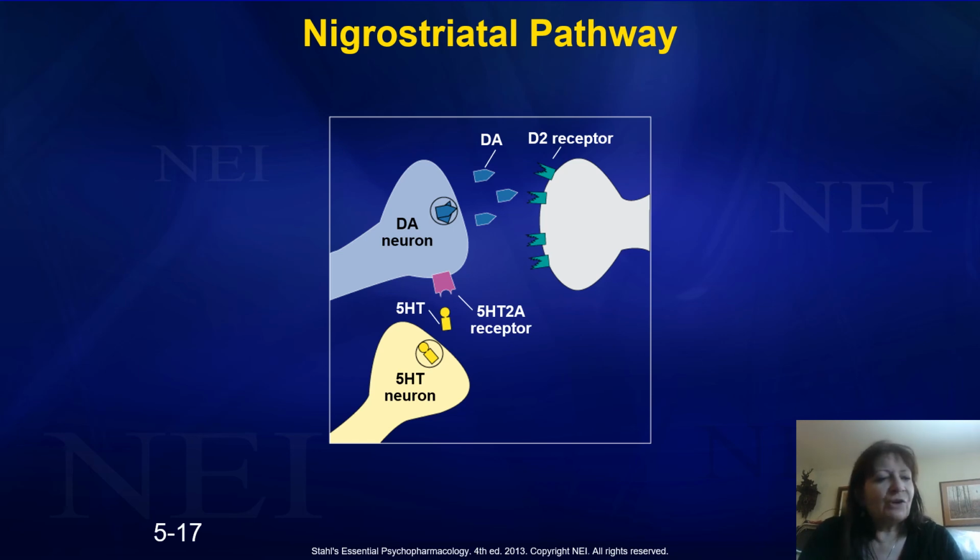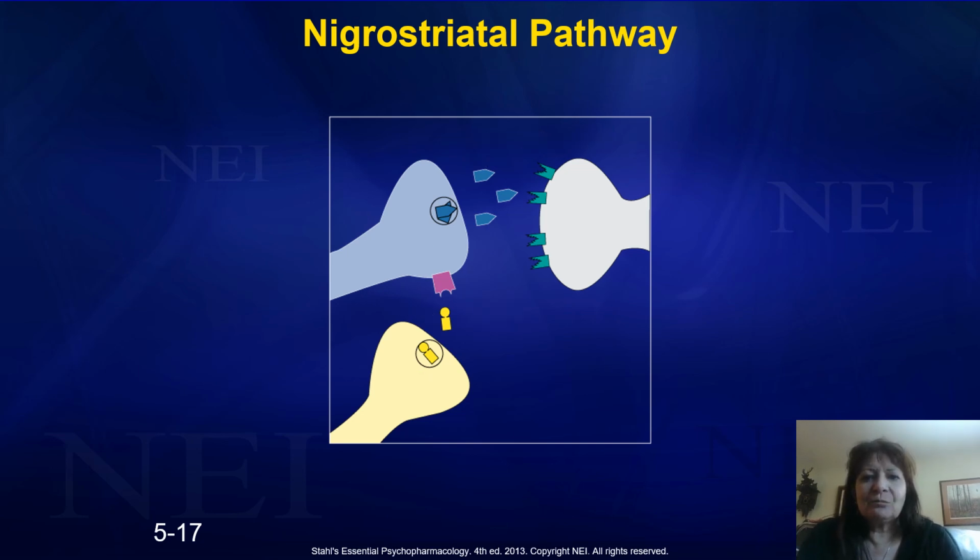So in the nigrostriatal pathway, normally 5-HT inhibits dopamine release. In this example, there's no 5-HT present at the 5-HT2A receptor on this neuron. And when 5-HT occupies the 5-HT2A receptor on a dopamine neuron, it inhibits the dopamine release.